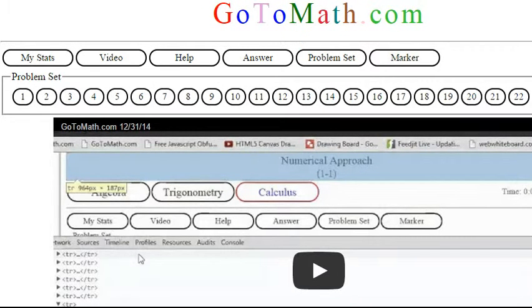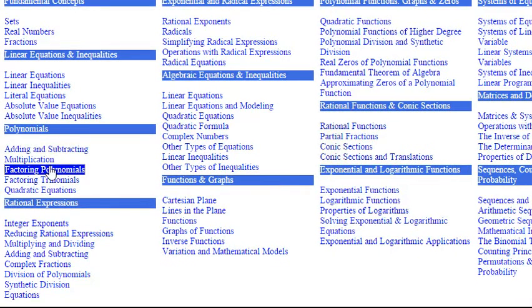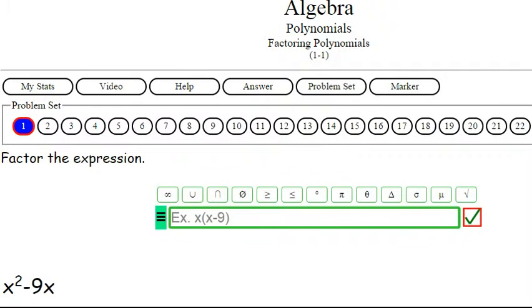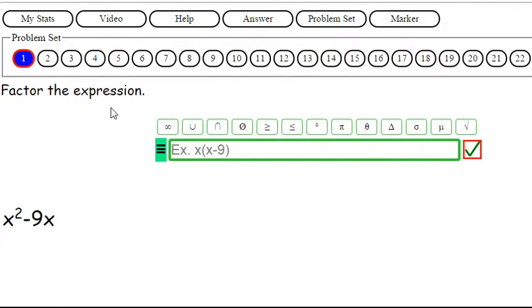Okay, we're over here, go to gotomath.com, click on the algebra. Let's go down to factoring polynomials. So we'll click on the first one there. Alright, so it says factor the expression. We have x squared minus 9x.